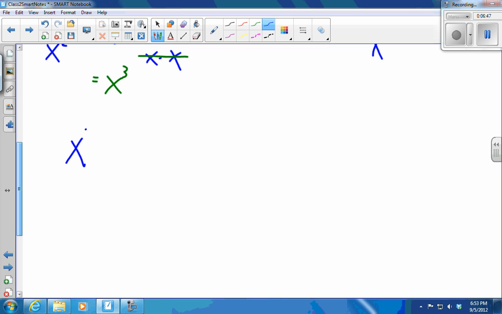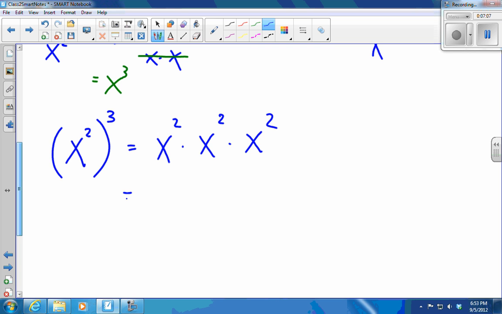So if I have x squared cubed and you're asking yourself, do I add those or do I multiply them, you say, okay, well, x squared cubed means x squared times x squared times x squared, right? x squared times itself 3 times. And each x squared means x times x. So I have a total here of 6 x's, x to the 6. And you go, oh, must be multiply.